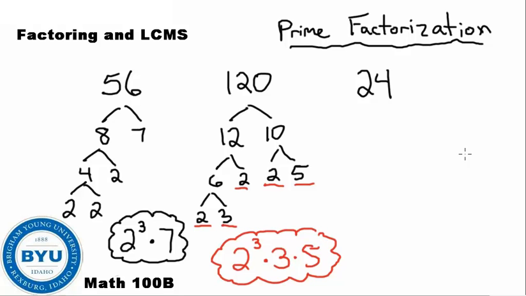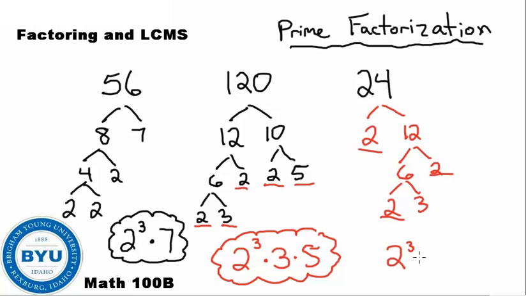Let's look at 24 here. 24 breaks up into 2 and 12, which is 6 and 2, which is 2 and 3. We have 3 2's, so I would write 2 cubed times 3. That's the prime factorization of 24. How'd you do? Hopefully you did good.